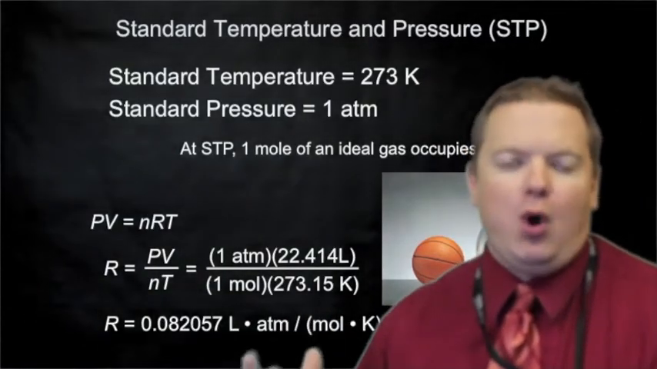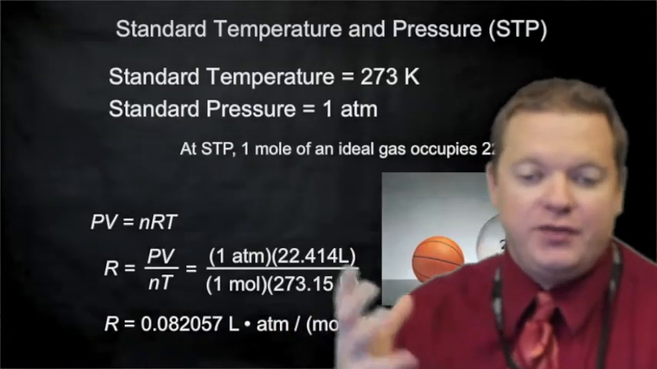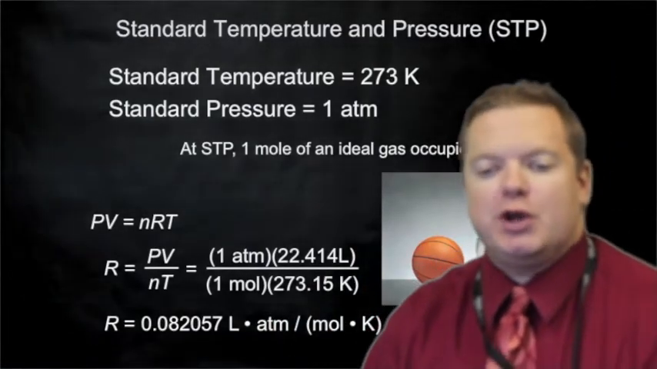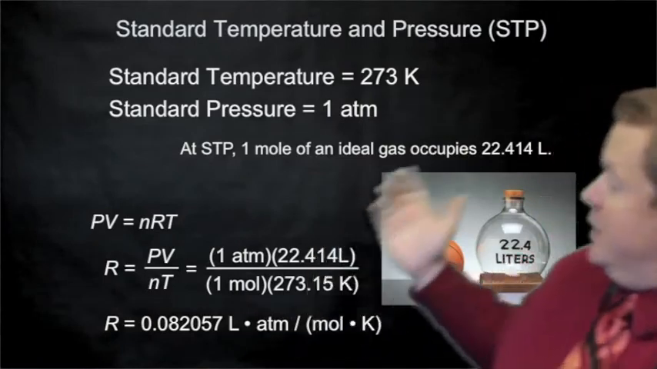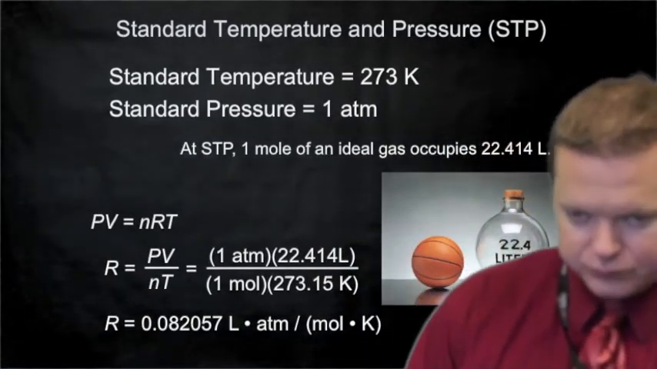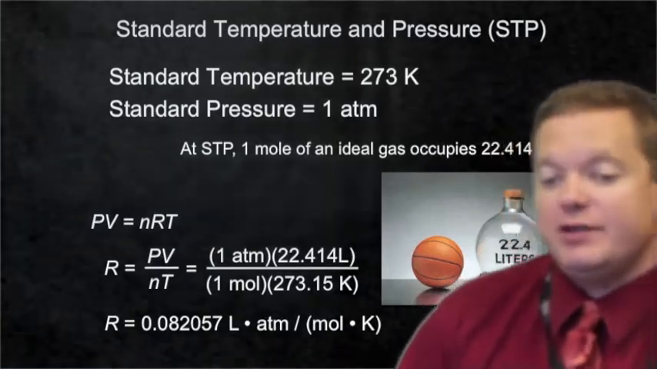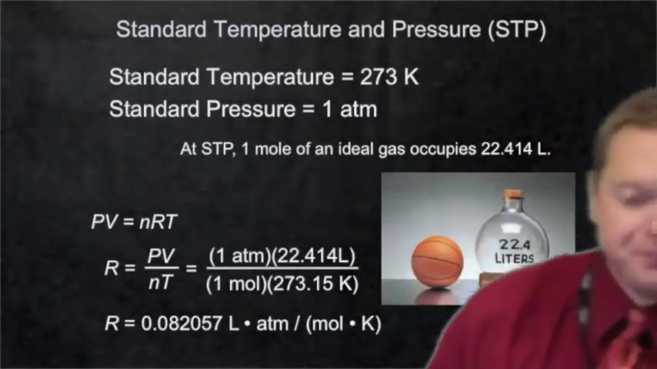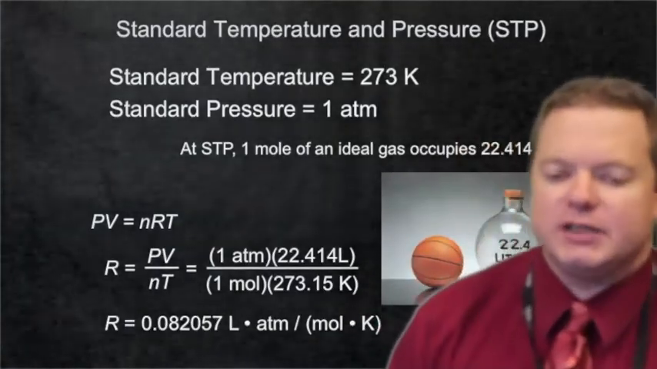So if we looked at 1 mole of an ideal gas under these conditions, the standard temperature and pressure, we see that that gas is going to have a volume of 22.4 liters. So if you can't envision that, it's shown here. It's a little bit bigger than a basketball.